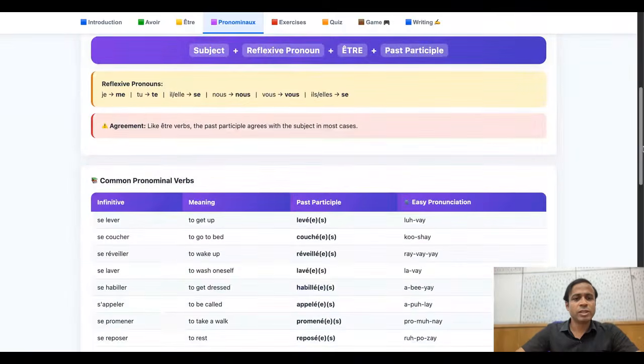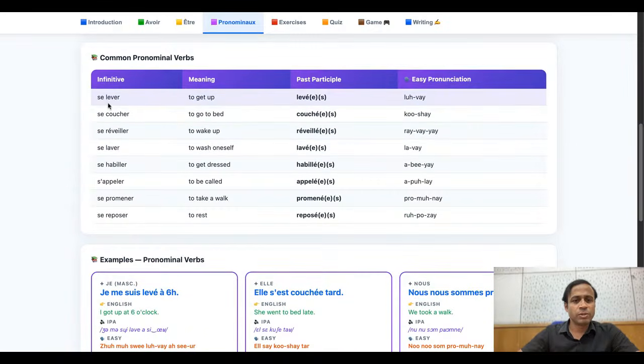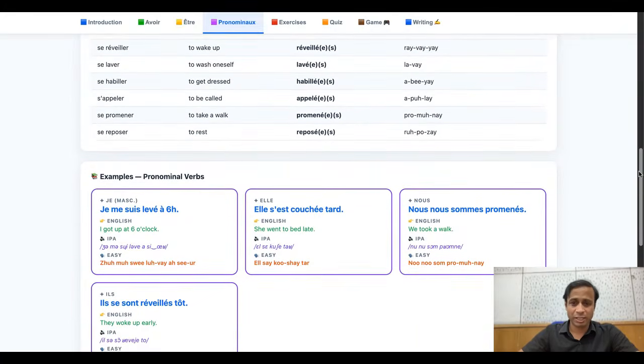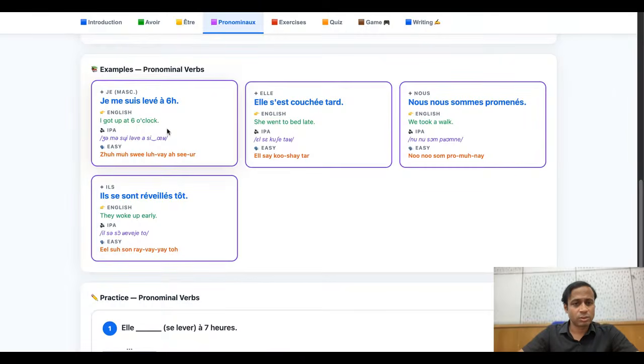Now see some examples with pronominal. You can see, in pronominal you have to add je me, tu te, il se, elle se, nous nous, and vous vous, ils se, elles se. This you have already done in class. Now you see pronominal verb: se laver, it becomes lavé. Again, same rule. Se coucher, couché. All the same rule. This we have already done. So all these are the past participles of pronominal verbs that you must know. Now, how do you make passé composé with pronominal verb? You can see these examples. There are four examples. Je me suis levé à 6 heures. I got up at 6 o'clock. Je me suis.